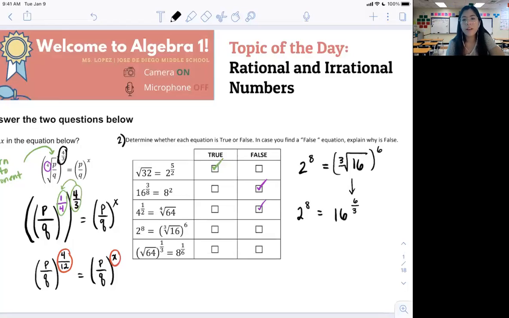Okay, great. Can I simplify that? Yes. So what do I get? 16 to the power of 2, because 6 divided by 3 gives me 2. Well, these are easier numbers to work with, right? I can do the math. 2 to the power of 8. What do I get? 2 to the power of 8.